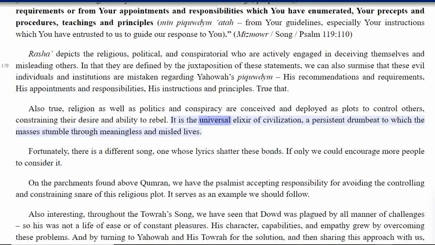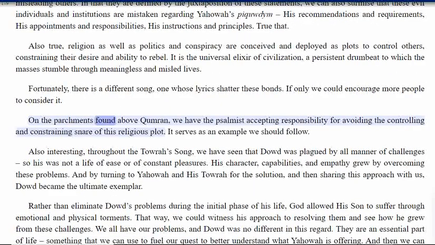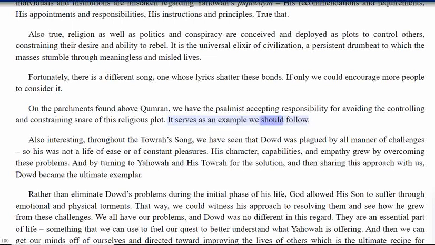It is the universal elixir of civilization, a persistent drumbeat to which the masses stumble through meaningless and misled lives. Fortunately, there is a different song, one whose lyrics shatter these bonds. If only we could encourage more people to consider it. On the parchments found above Qumran, we have the psalmist accepting responsibility for avoiding the controlling and constraining snare of this religious plot. It serves as an example we should follow.